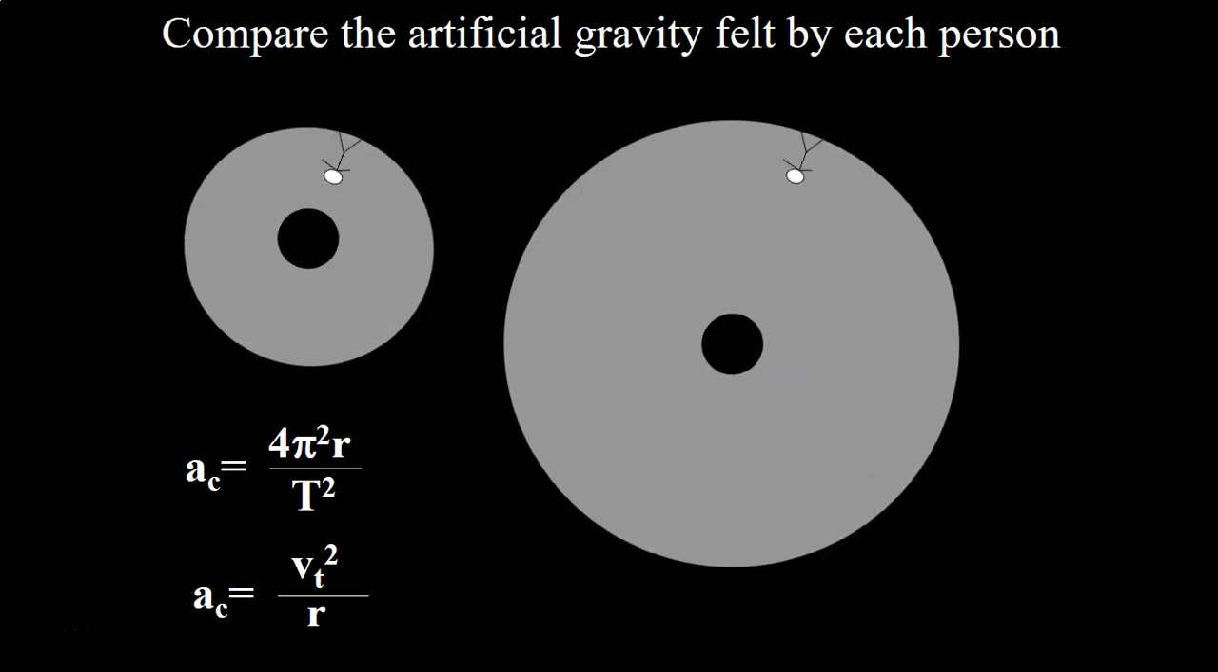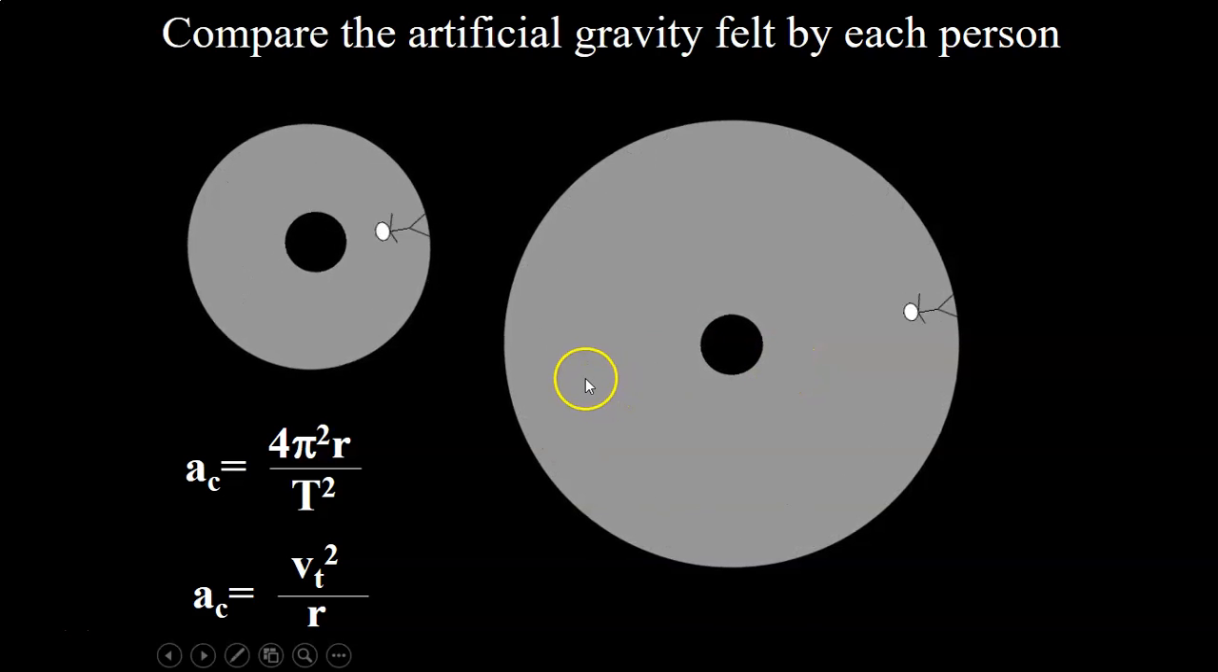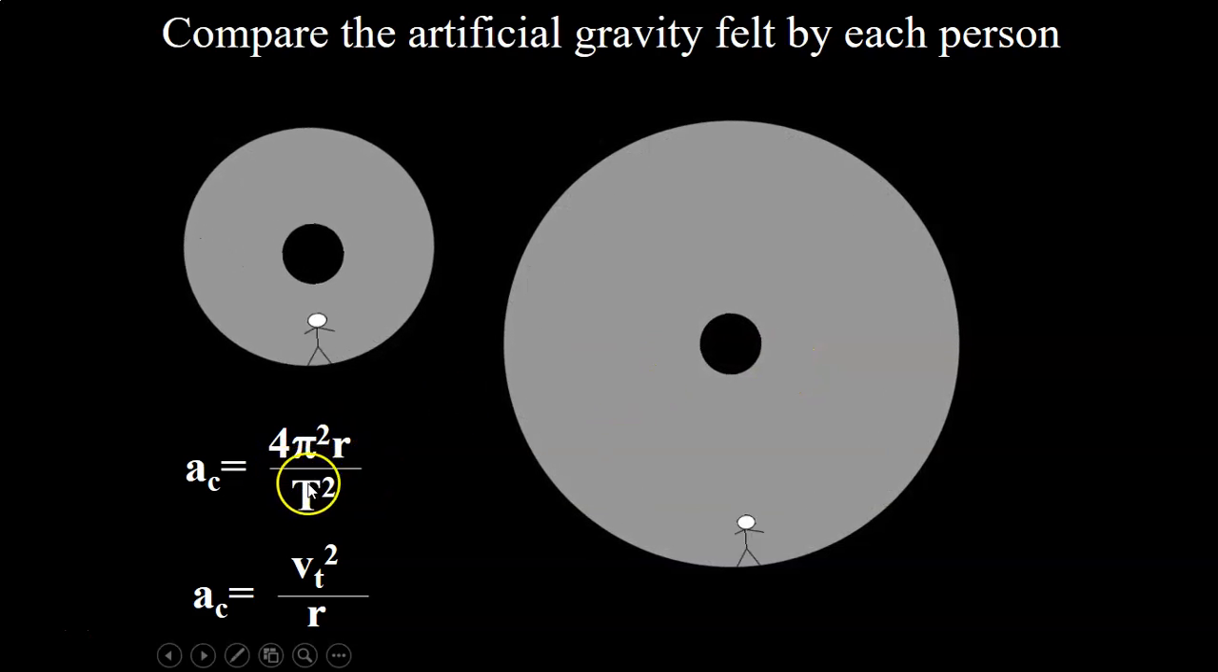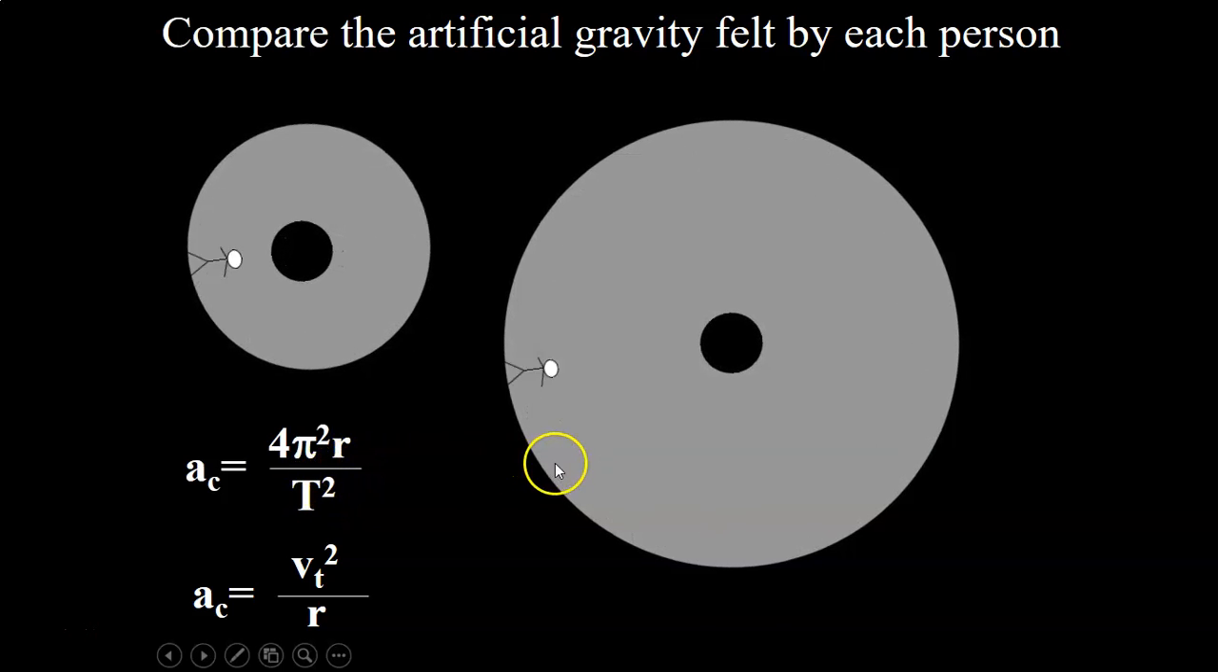Okay. So if we compare the artificial gravity based on these two people, we've got two different spaceships, one with a larger radius as opposed to the other one. What's the same for these spaceships in terms of the centripetal motion or uniform circular motion? They have the same period, but they have different radii. So if we look at this equation, if they have the same period, and this spaceship has the greater radius, it's going to have a greater centripetal acceleration, and therefore a greater artificial gravity.